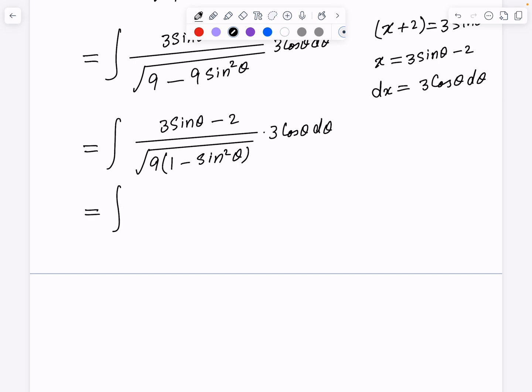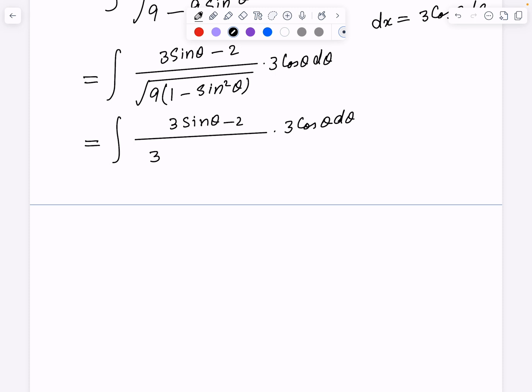Equals the integral of 3 sine theta minus 2 times 3 cosine theta d theta, and 9 is going to come out of the square root, which is going to be 3, and 1 minus sine squared is going to be cosine squared, which under the square root is going to be the absolute value of cosine theta. But if we use the domain from minus pi over 2 to pi over 2, cosine is going to be positive, which comes out of the absolute value. And then we're going to have 3 cosine theta, something like this.